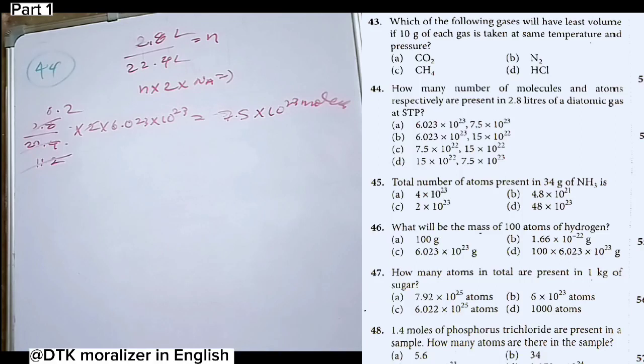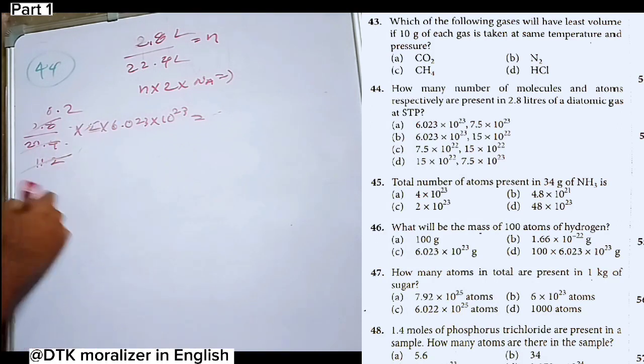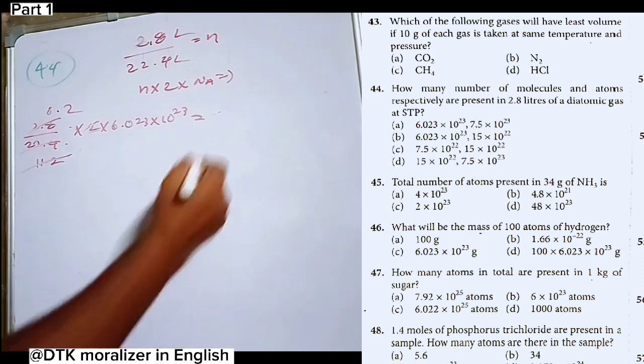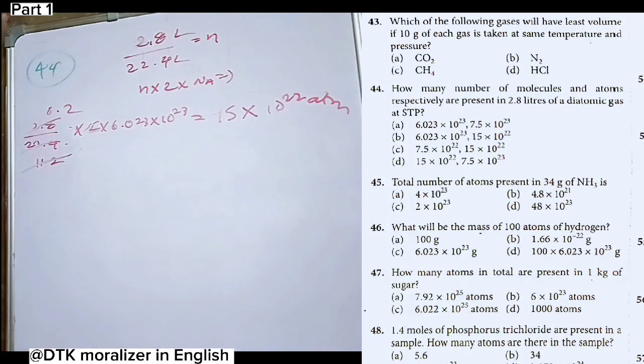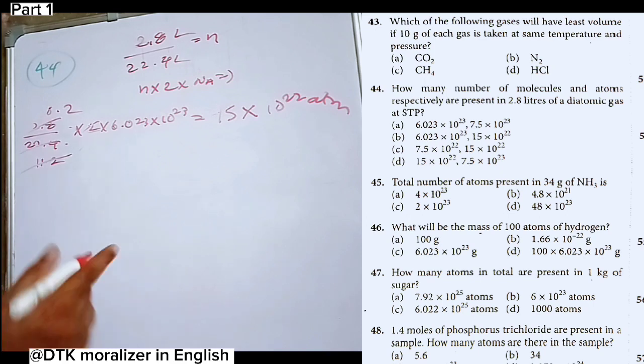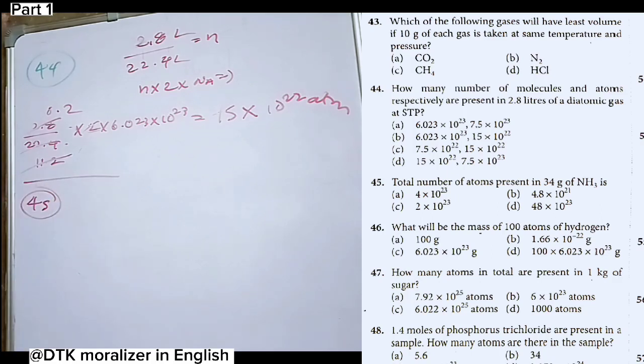So as you can see, the number 7.5 into 10 power 22 is for the molecules count. When we multiply it by 2, it is 15 into 10 power 22 for atoms. For molecules it is 7.5 into 10 power 22.